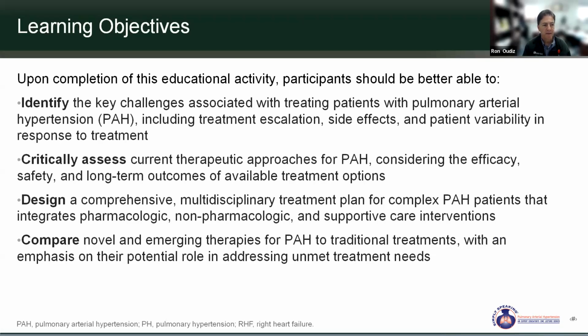These are our learning objectives. Upon completion of this activity, participants should be better able to identify the key challenges associated with treating patients with PAH, including treatment escalation, side effects, and patient variability in response to treatment. We want you to be able to critically assess current therapeutic options for PAH, considering the efficacy, safety, and long-term outcomes of available treatment options.